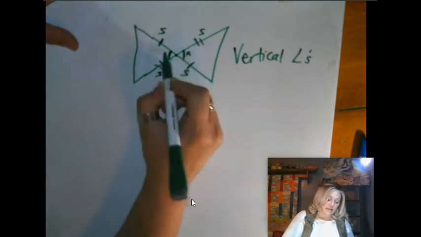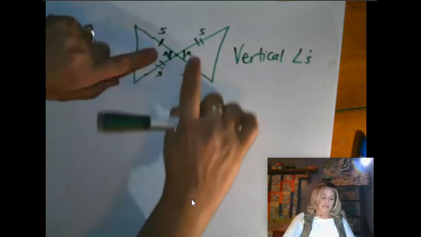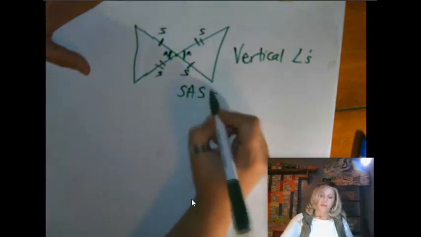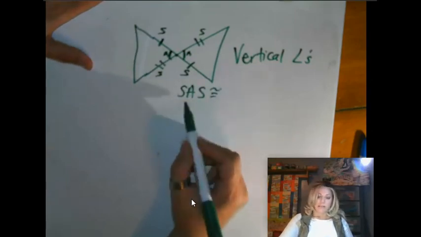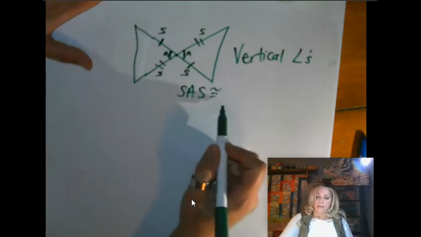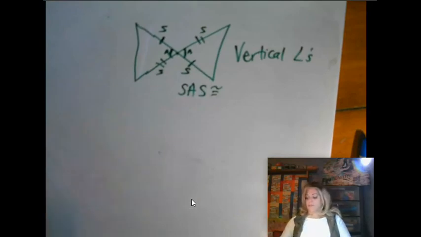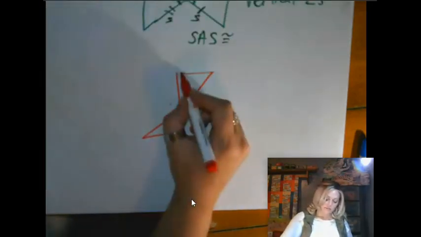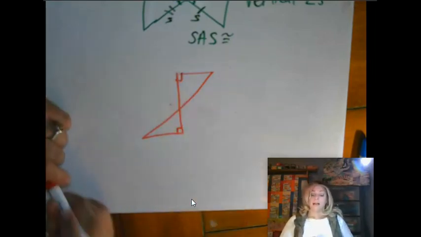So there's my A. So I look at the picture, side, angle, side. I'm like, oh, cool. I know why they're congruent. Congruent by side, angle, side congruency. Okay, let's try another one with that vertical angle. Okay, I'm going to draw a right triangle with vertical angles. So we've got a right triangle.